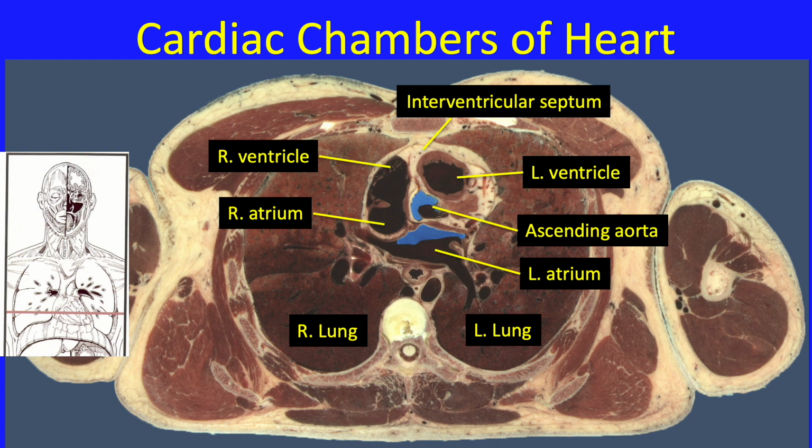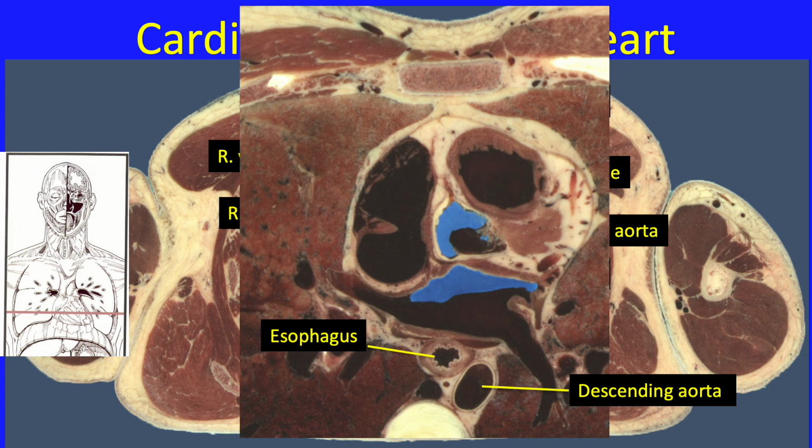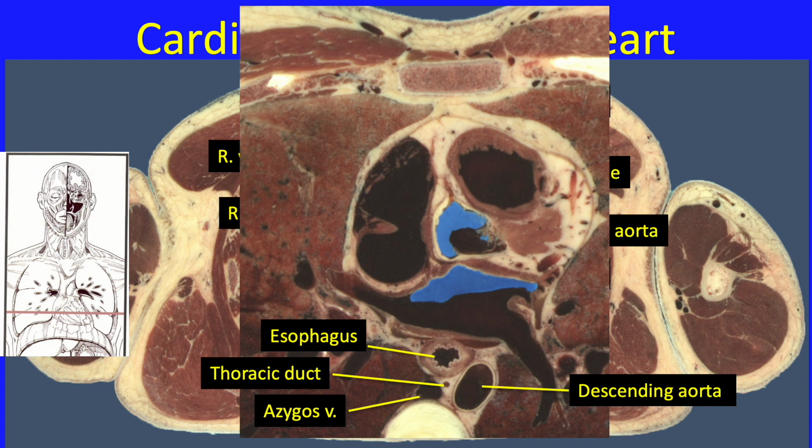The large opening in the center of the heart is nothing more than the ascending aorta. If we now zoom in on the mediastinum itself, we can identify the descending aorta, the esophagus, the azygos vein, and what is that round circular vessel posterior to the esophagus? The thoracic duct, just as you predicted from your knowledge of the structures after having studied them in the coronal planes.